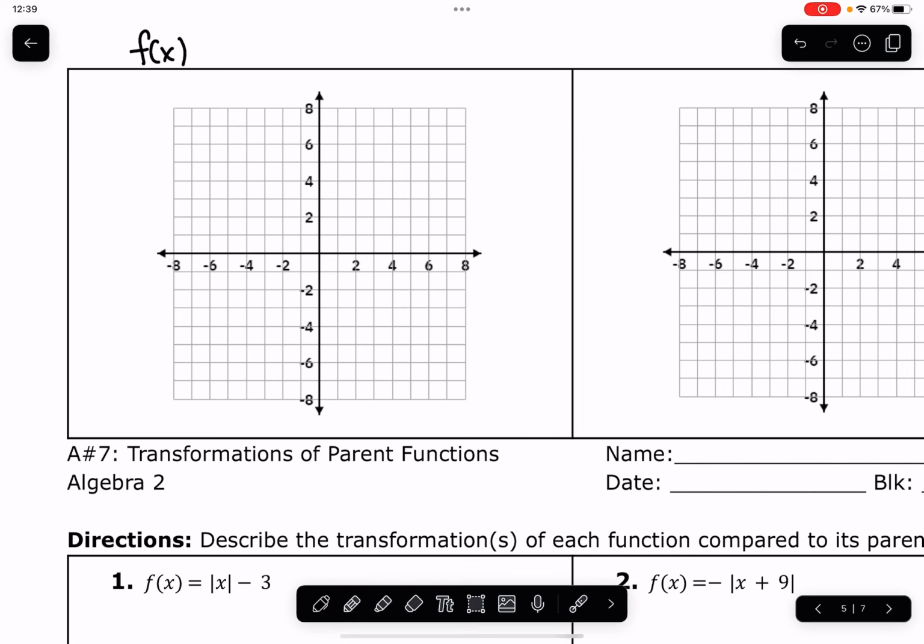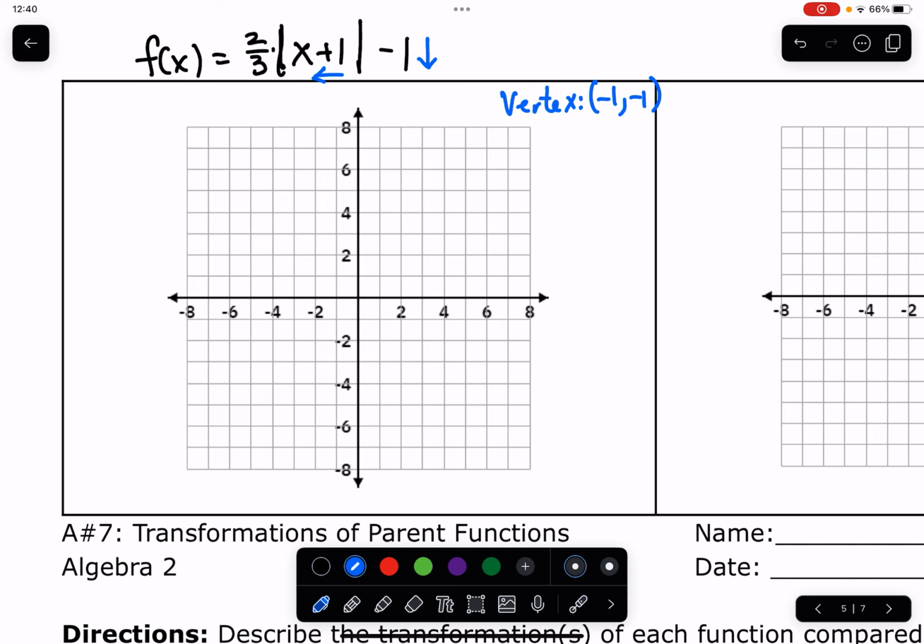Our vertex is the result of our horizontal and vertical shift. The plus 1 on the inside moves it horizontally in the opposite direction, so that's going to move it 1 unit to the left, at negative 1. The minus 1 on the outside is a vertical shift of 1 unit down, so negative 1. So our vertex has been shifted 1 unit to the left and 1 unit down. This is where the center is.